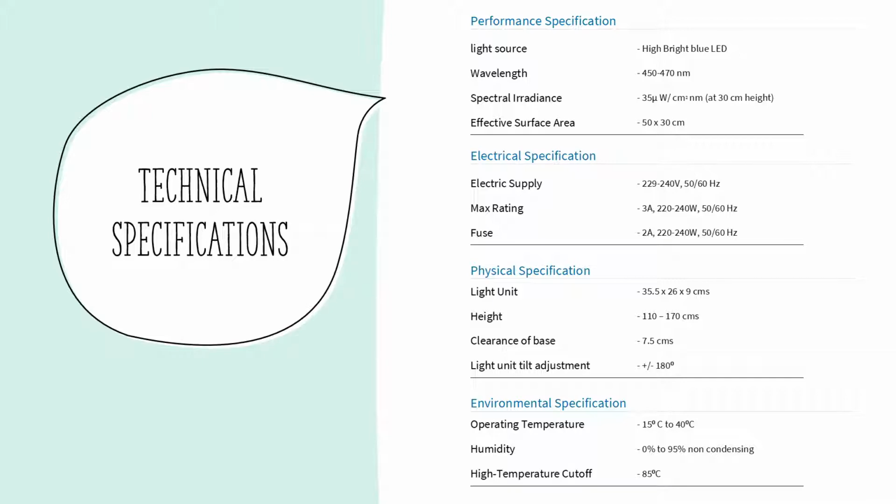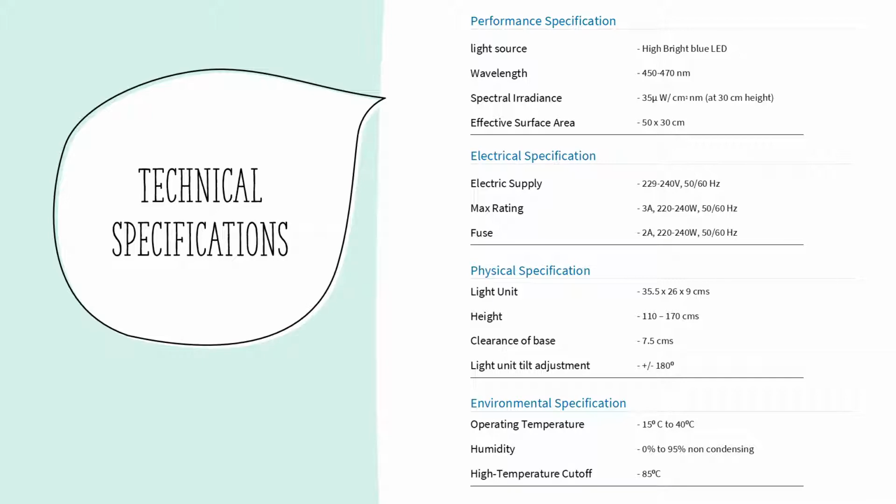And moving on to the electrical specifications, we have electric supply from 220 to 240 volts with 50 or 60 hertz frequency. Max rating 3 ampere. And from 220 to 240, and the frequency is 50 or 60. So in the fuse we have 2 ampere, also the same in the max rating.